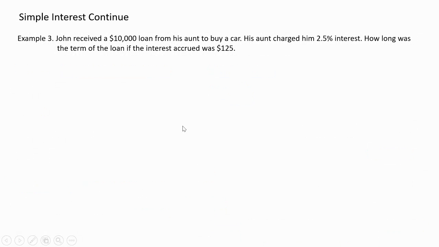Okay, now simple interest continues. Example number 3. John received a $10,000 loan from his aunt to buy a car. His aunt charged him 2.5% interest. How long was the term of the loan if the interest accrued was 125? Okay, so here we're looking for time, right? How long was the loan?